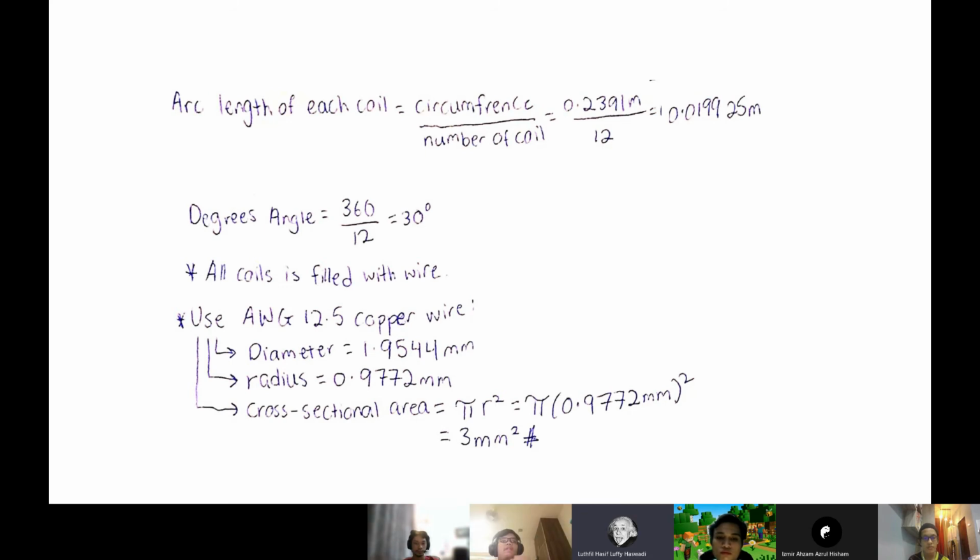Assuming that all coils are filled with wire, we use the AWG 12.5 copper wire with a diameter of 1.9544 millimeter and a radius of 0.9772 millimeter. From here, we can calculate the cross-sectional area, which is pi r squared because the wire is circular, and we get 3 millimeter squared cross-sectional area. This is for one AWG 12.5 copper wire.